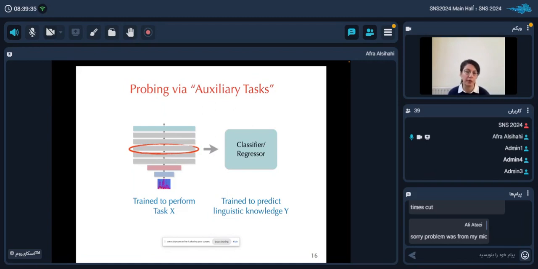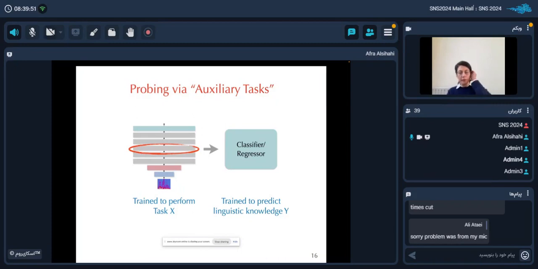Otherwise, you could not have done that. So as I said, these are called probing classifiers, probing regressors, auxiliary tasks, diagnostic classifiers, you name it, but all of them follow this kind of logic. So let me give you an example.